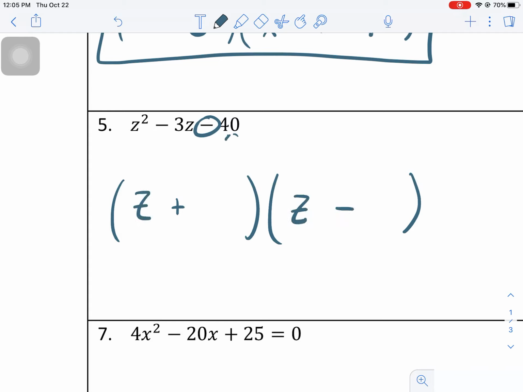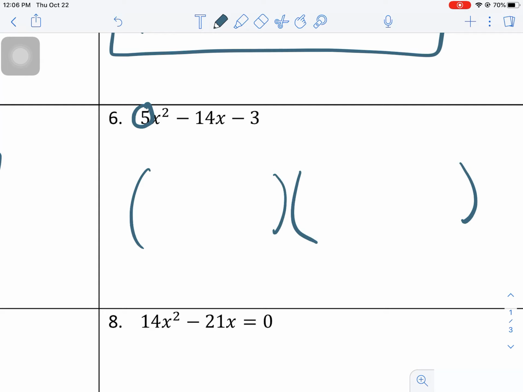For number 6 here, now we have an a value, right? If we have an a value, we're going to have to split it up. It's a prime number, though, so we can go 5x and x, which is nice. Prime number in the back means our only option is 1 and 3. We have negative 14, negative 3 at the end, so it's going to be plus and minus. Because it's a negative in the middle, I'm thinking we're going to want to multiply 5 by a negative number. That way we get pretty far in the negatives.